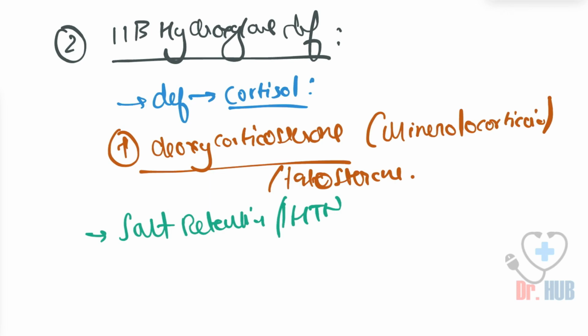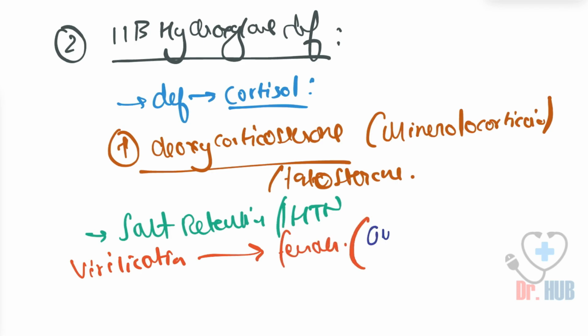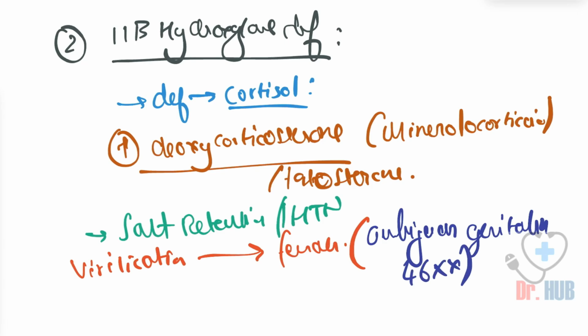Here there is the virilization of the females. So this is nothing but the presence of the ambiguous genitalia, and that is the 46XX. Then comes the precocious puberty. So there is also precocious puberty, and this is in the males.